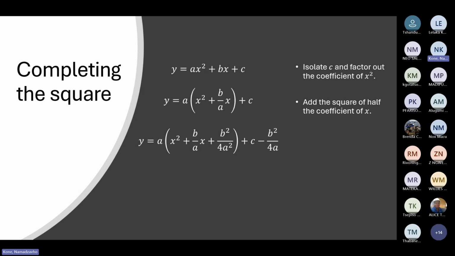We have added in the square of half the coefficient of x. What is half the coefficient of x? It is b over 2a. What is the square of that? It is b squared over 4a squared. But when it is inside this bracket, it has got an a that is outside. When it multiplies inside, the b squared over 4a squared becomes b squared over 4a. That is why we have subtracted that value from the c that we have already. And it means that the equation that we still have here is exactly the same as the equation before, the same as the original equation.